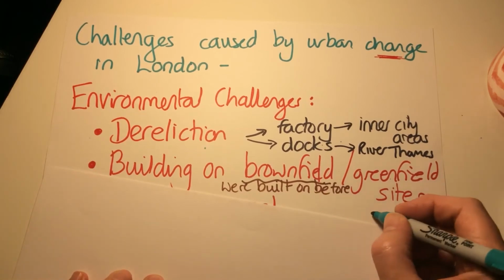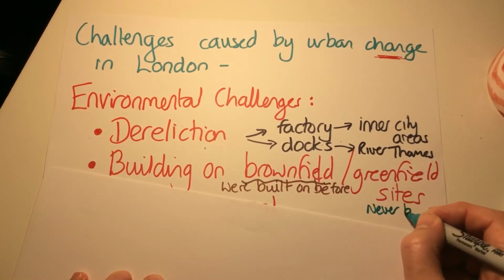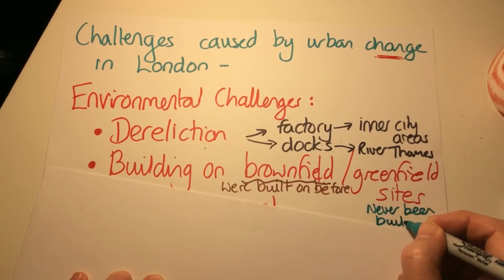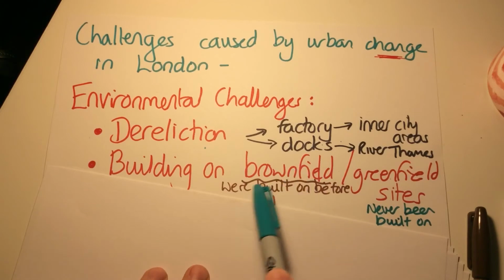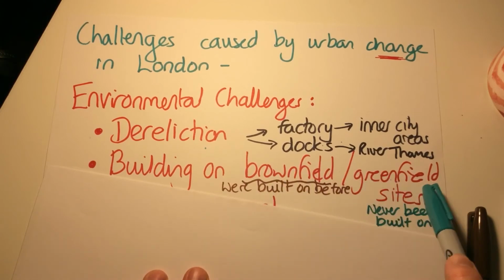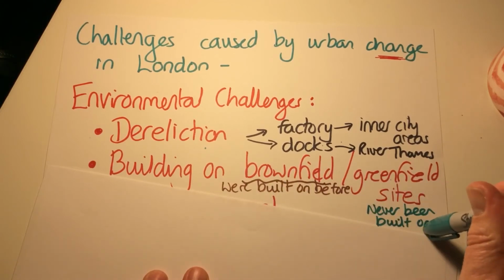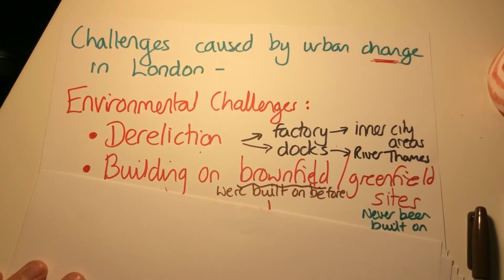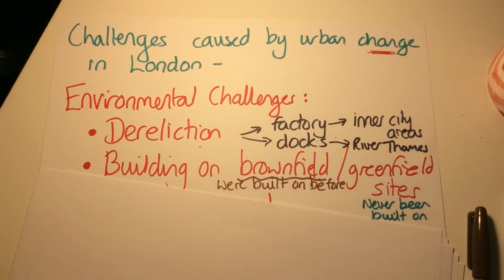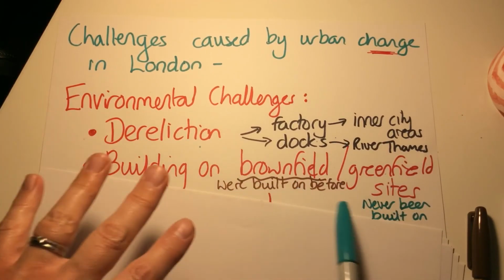A greenfield site has never been built on. So if you think about Poundbury in Dorchester, that was green fields, and now it's been built on. So brownfield sites have been built on before. Greenfield sites have never been built on. Now this is again caused by change. They need more houses, more people are coming in, they need more employment places, offices. So what's going on here?